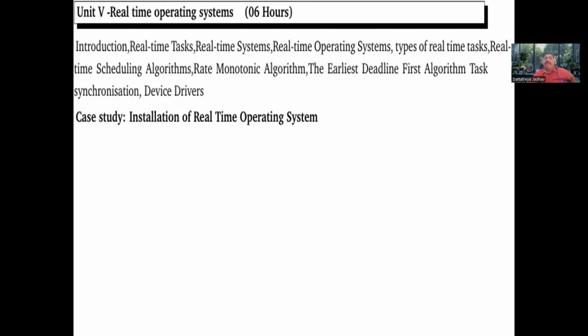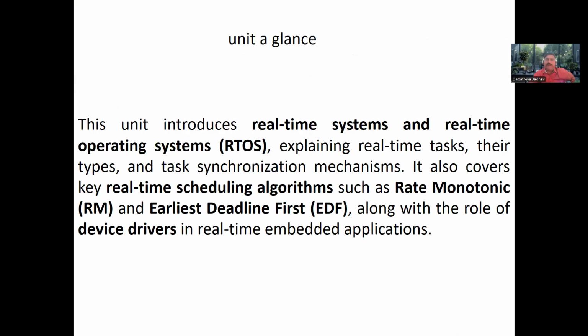The last unit is the real-time operating system. That is the fifth unit. It introduces real-time tasks, real-time systems, real-time operating systems, types of real-time tasks, real-time scheduling algorithms, rate monotonic algorithm, earliest deadline first algorithm, and synchronization with some case studies, that is the installation of a real-time operating system. We go with the practical. So that concentrates totally on real-time operation execution, that is RTOS, rate monotonic RM, earliest deadline first, that is EDF, along with the role of devices in the real-time embedded system.